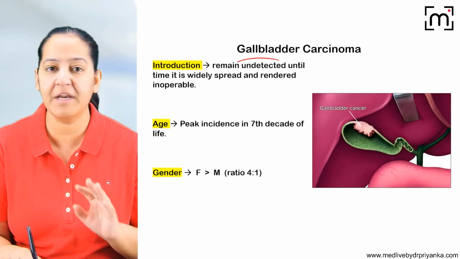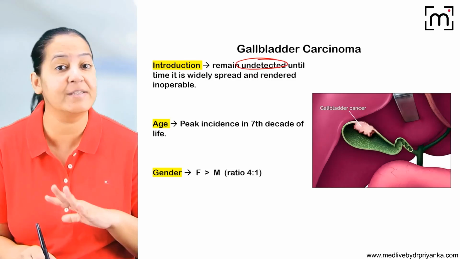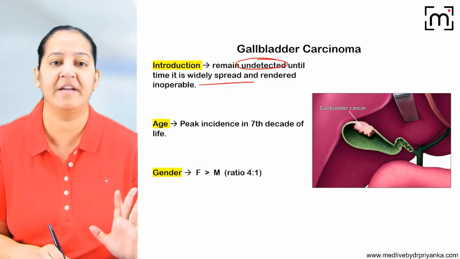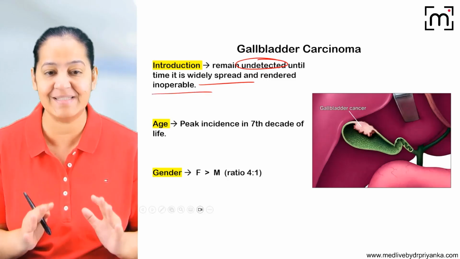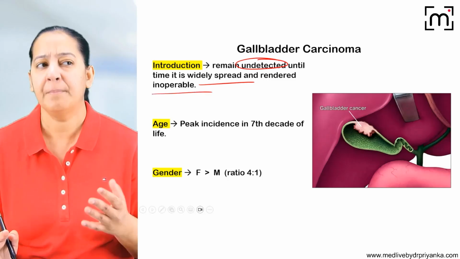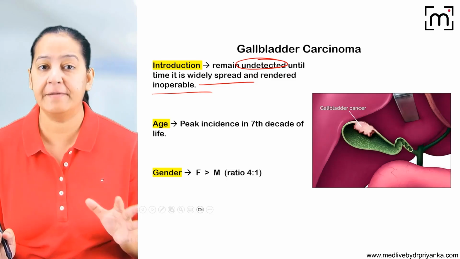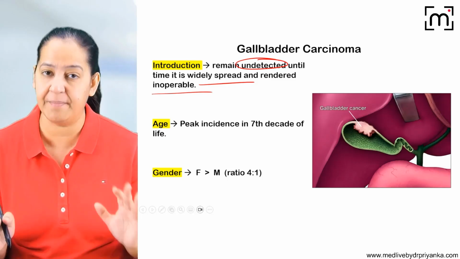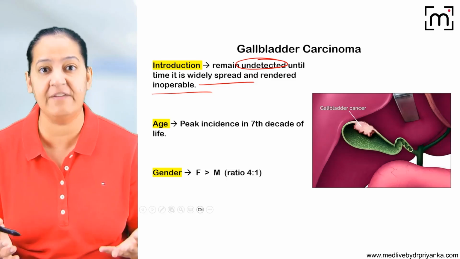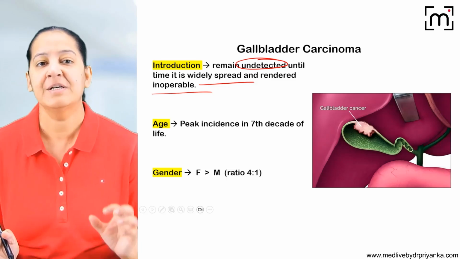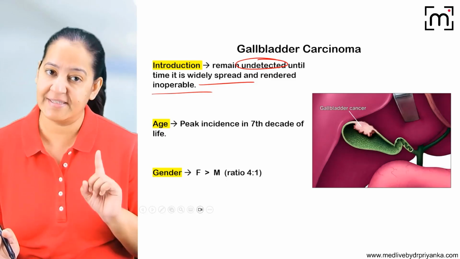Gallbladder carcinoma usually remains undetected until it is widely spread in the body and becomes inoperable. I mean to say, in early stages, it is usually undetectable because the symptoms are very mild and get unnoticed. But whenever it is widespread and becomes inoperable, then the symptoms become severe. At that time it becomes detectable. So that is the misery here. So that is the introduction.